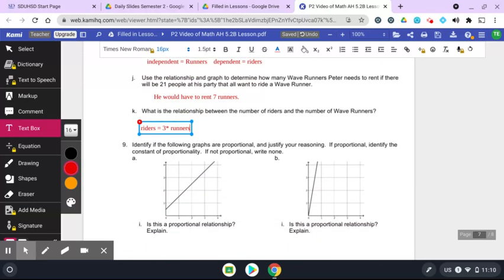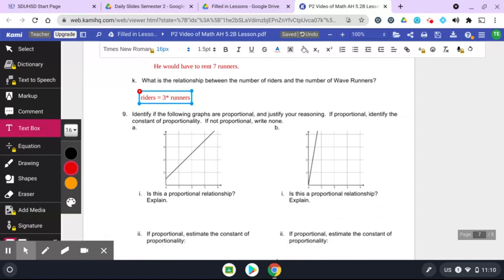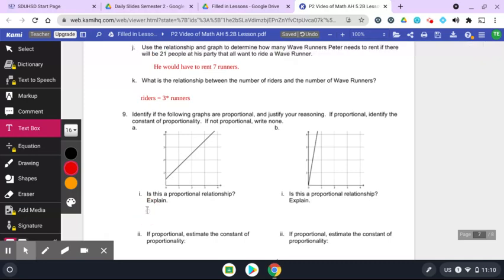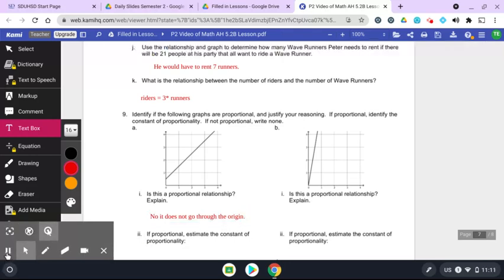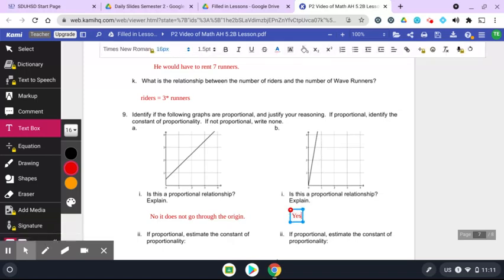All right, here we go. Identify if the following graphs are proportional and justify our reasoning. So I look, it's a line, that gets me excited, but it does not go through the origin. So is it proportional? No. It does not go through the origin. Okay, this one, it is a line through the origin. So yes, line through the origin.